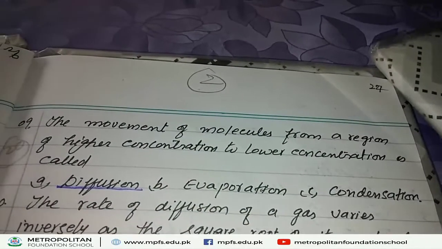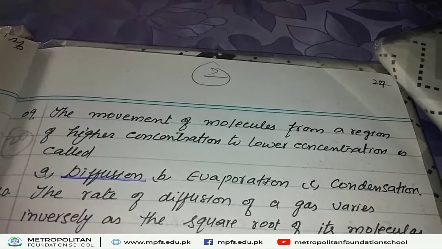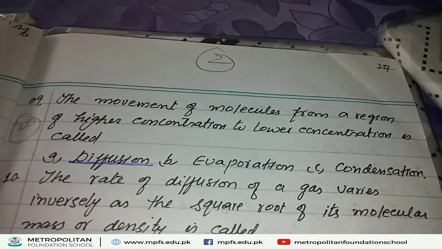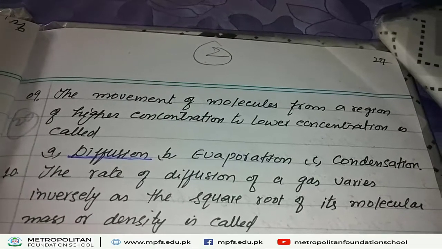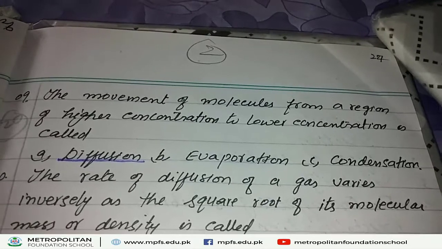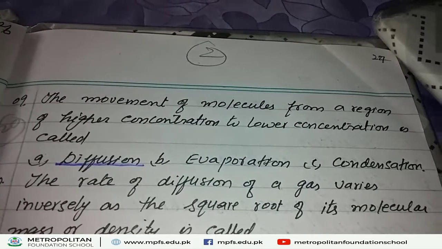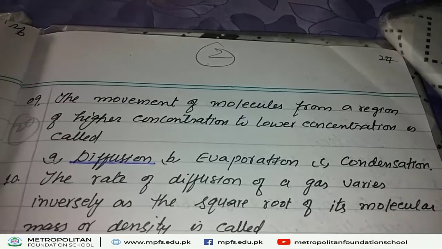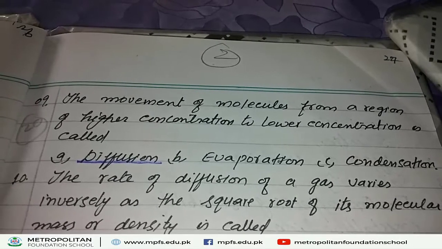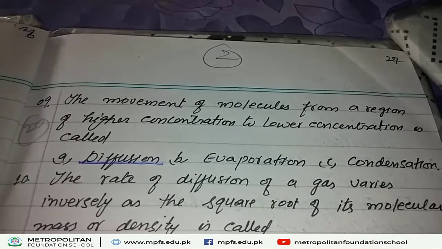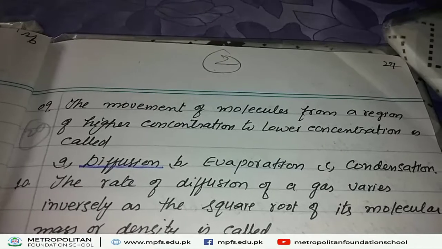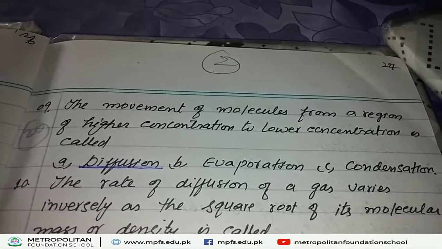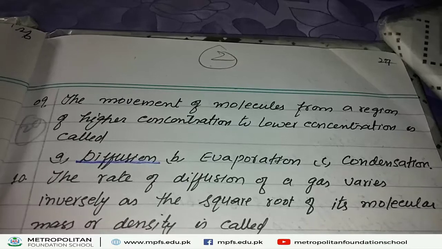The movement of molecules from a region of higher concentration to a lower concentration is called: option A diffusion, option B evaporation, and option C condensation. So the correct option is option A, that is diffusion. Students, remember, diffusion is a process in which movement of molecules takes place from a region of higher concentration to lower concentration. This process is called diffusion.